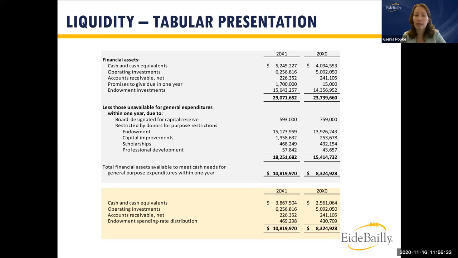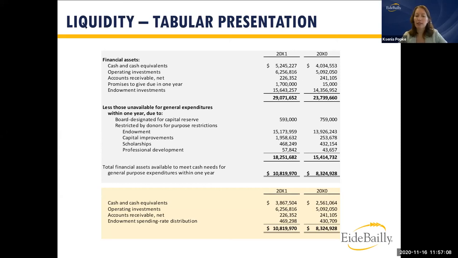And then the second portion of the first table starts taking out those financial assets that are unavailable for general expenditures within 1 year. So this organization has a board designated reserve. They have some restrictions placed on their net assets by donors, such as endowment, capital improvements, scholarships, and so forth. And so this presentation actually arrives at total liquidity of your organization, showing financial assets available to meet cash needs within the next 12 months.